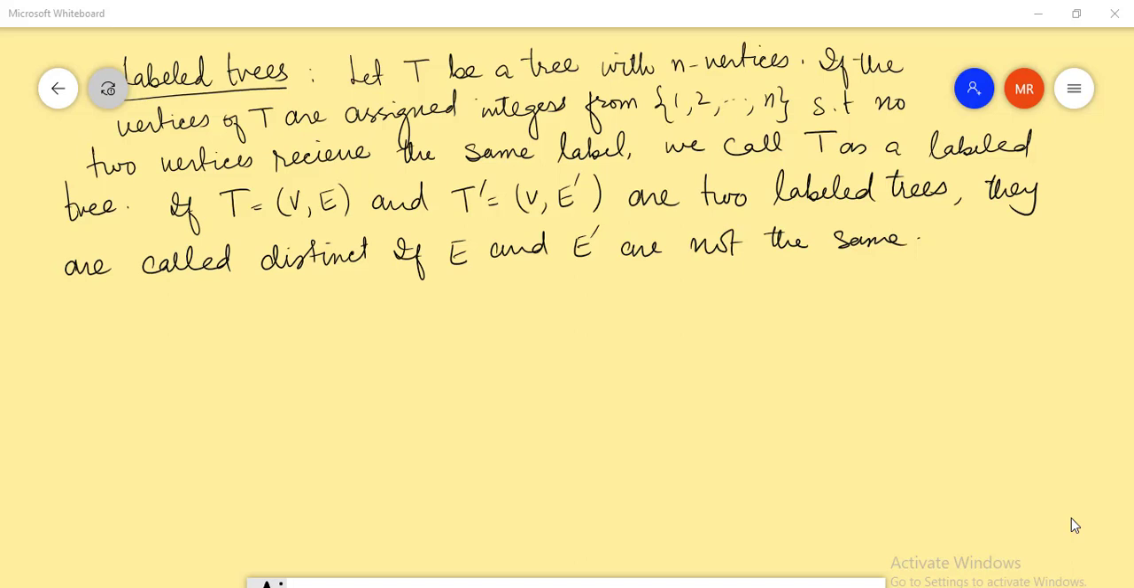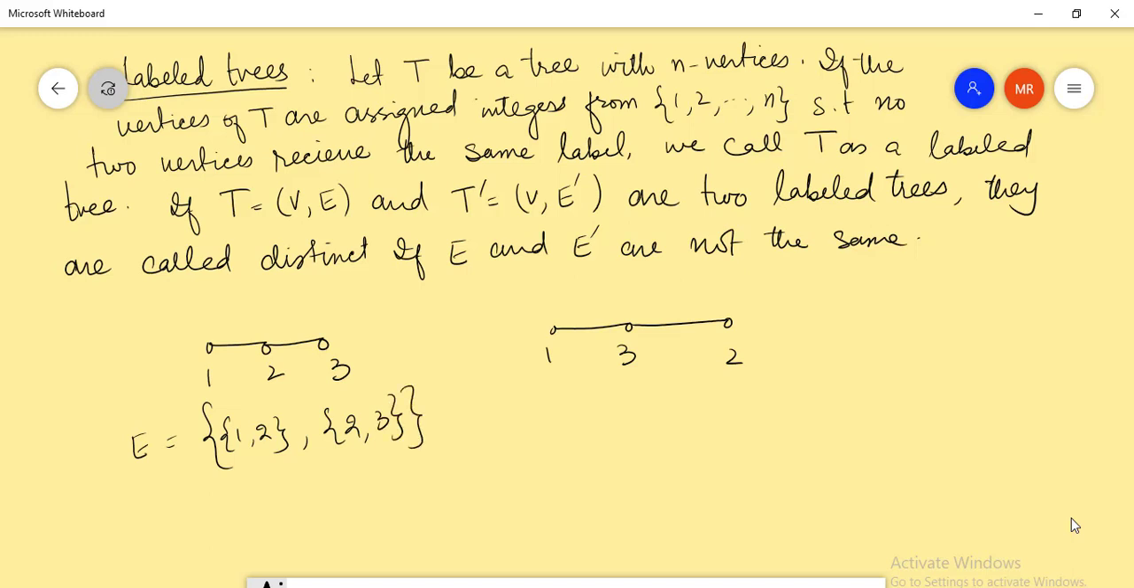then we say that they are distinct if E and E dash are not the same. For example, I have one tree here. I label the vertices as 1, 2, 3. I have another tree here. I label the vertices as 1, 3, 2. So here the edge set is 1, 2 and 2, 3. Whereas here the edge set is 1, 3 and 3, 2 or 2, 3. So in this case, E and E dash are not the same, hence we call T and T dash distinct trees.